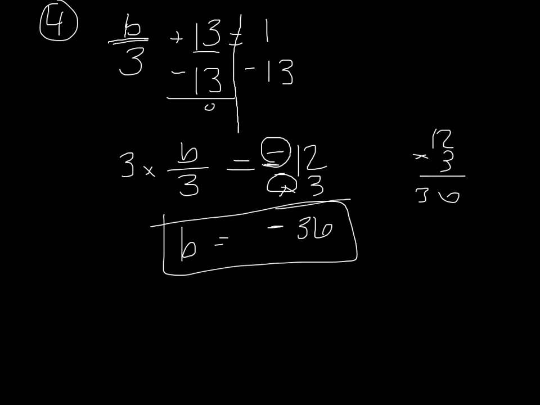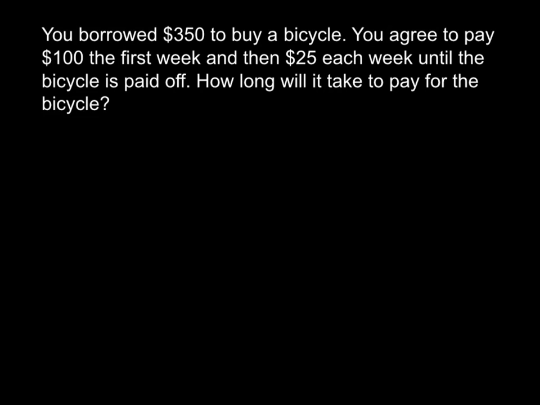Okay, the second part we're going to do is just write and solve an equation. So I will write that out for you. Okay, you borrowed $350 to buy a bicycle, let's say from your mom and dad. You agree to pay $100 when you get that bicycle. And then $25 each week.